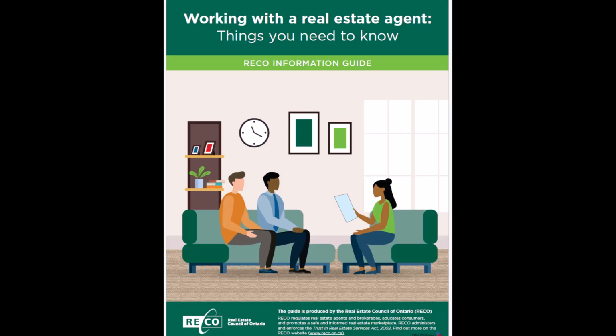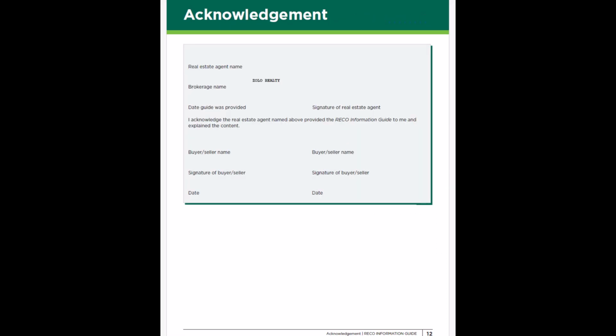Now, when dealing with a self-represented party, you must do more than just complete the Confirmation of Cooperation form. Firstly, even though they aren't your client, you must provide them with a copy of the RICO information guide and explain the guide to them. Also have them sign the form to acknowledge that they've received it.